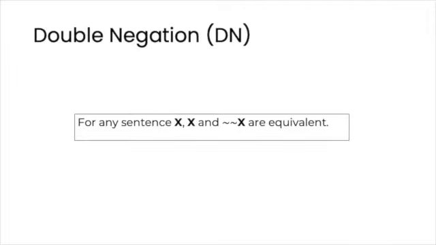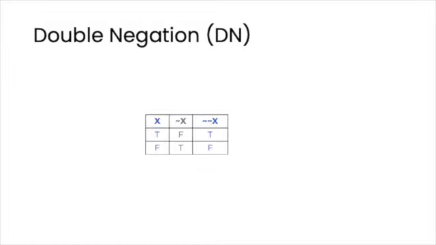It goes like this. For any sentence X, X and double tilde X are equivalent. If you need convincing, here's a truth table showing that they always have the same truth value. Some people think of it as the two negations canceling each other, as it were. This generalization, the so-called canceling of double negation, often, but not always, applies to natural languages, like English.